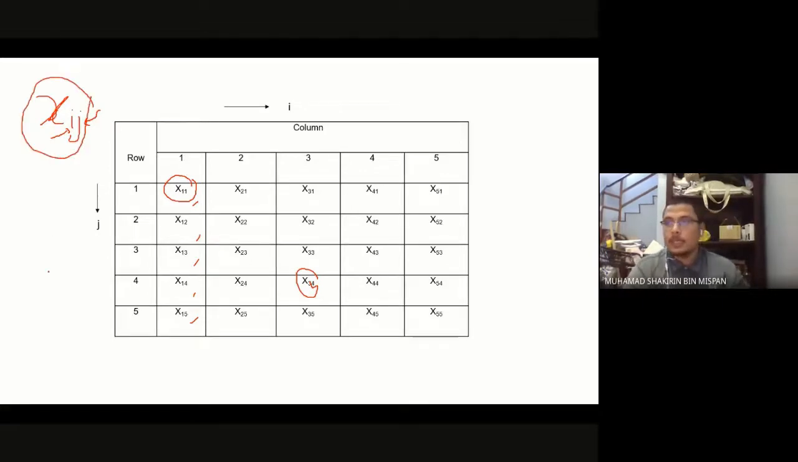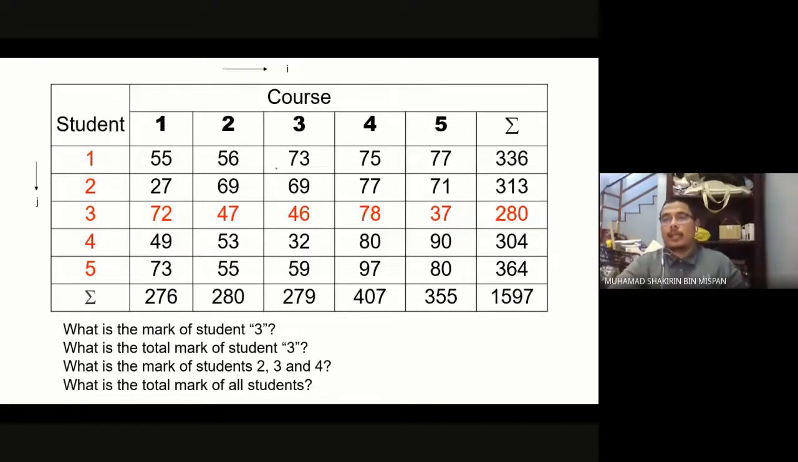Okay, so I'll give you an example here. Let's say, can you find x23? So i number 1, i number 2, for this column. And then j number 1, j number 2, j number 3. So x23 will be 47, the value will be 47.